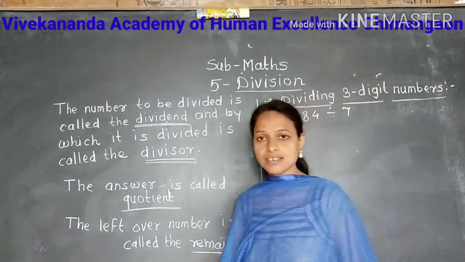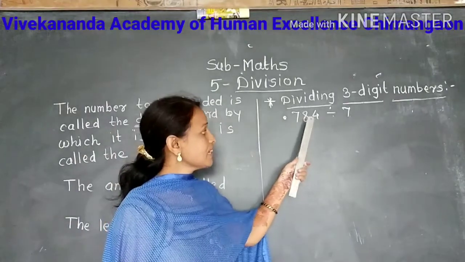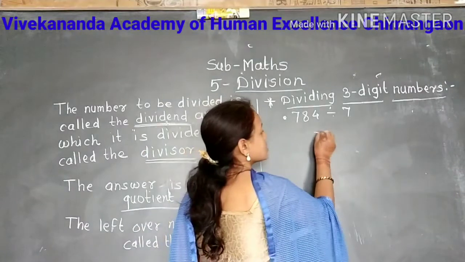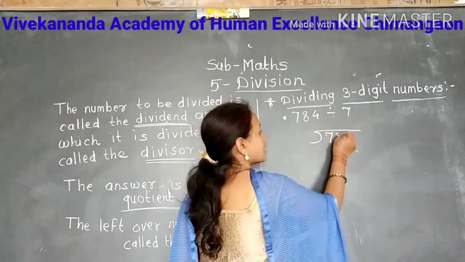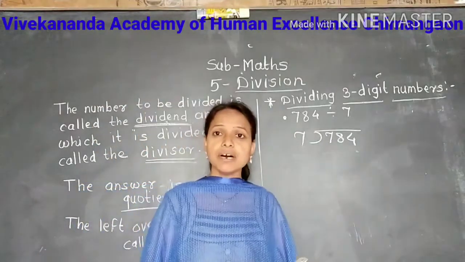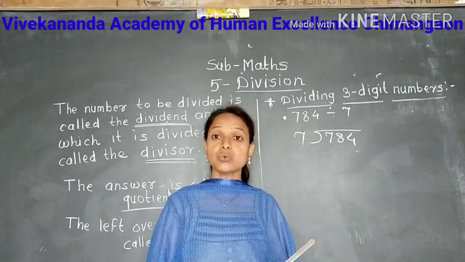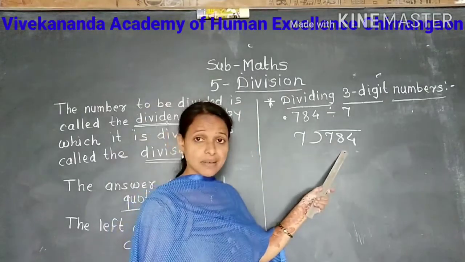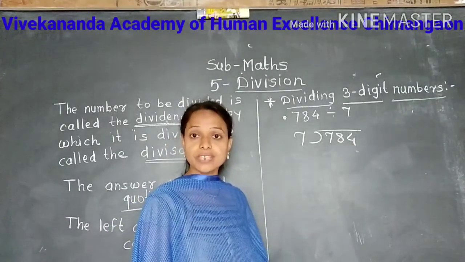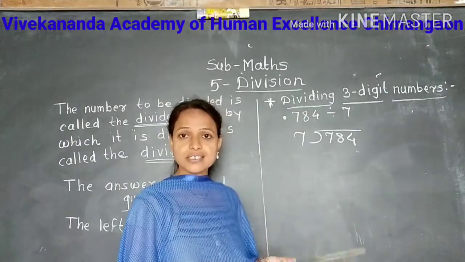So let's see an example. Look here. Here we have to divide 784 by 7. Now we will see the number to be divided is called the dividend. So in this example, which number is to be divided? 784. So 784 is the dividend.